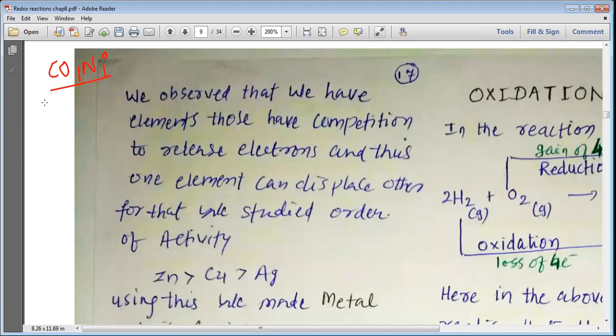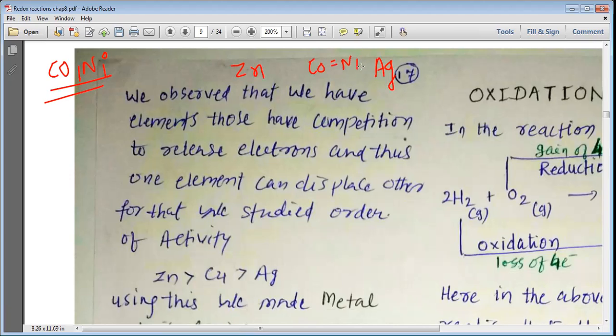If we compare the ability of cobalt and nickel, we can say that both cobalt and nickel have similar ability to lose electrons. They have similar ability to release electrons. Thus, if we compare the various metals, we come to know that these various metals have various kinds of ability to release electrons. Some metals have high ability to release electrons, for example, zinc. Some metals have low ability to release electrons, for example, silver. Some metals have almost equal ability to release electrons, for example, cobalt and nickel.